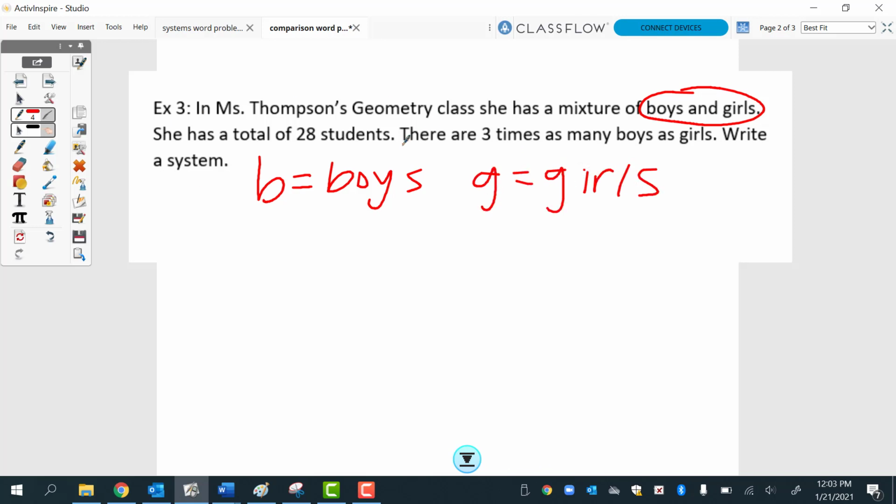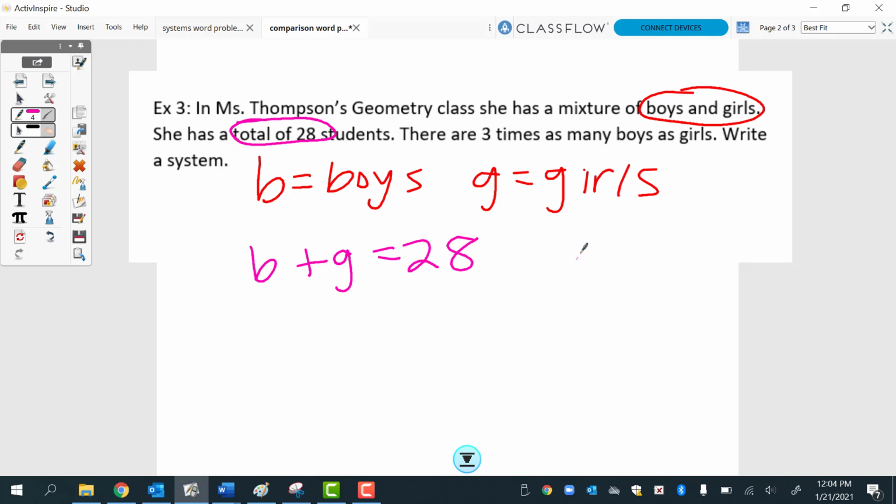Now in this sentence, I still saw the word total. So I should still be writing something plus something adds up to a total equation. Now, what was my total word? It was right here, total of 28. So that means my boys plus my girls is adding up to 28. That's my total equation. Check, that's one of them.